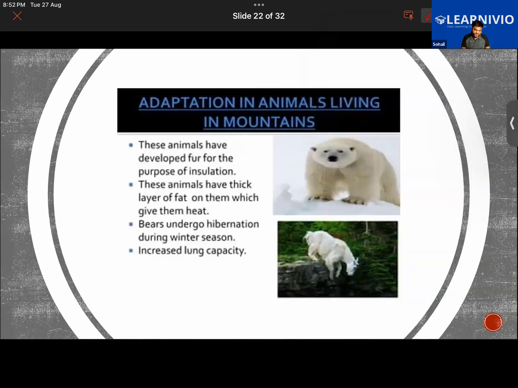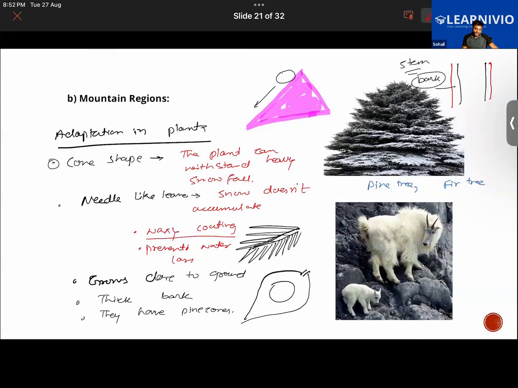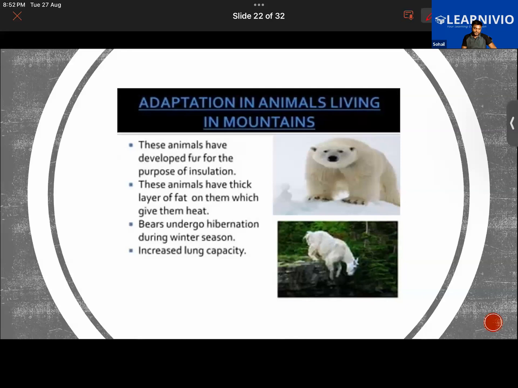So talking about some common adaptations which we have seen, we know that mountainous regions would be cold, right? So some animals would be having thick fur on their body to prevent their body from cold. They would also be having a thick layer of fat on them to keep the body warm. Organisms like bears would be going into hibernation during the winter season.